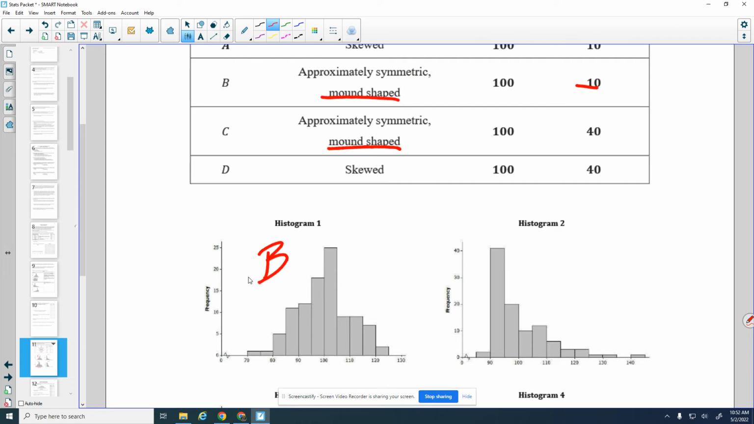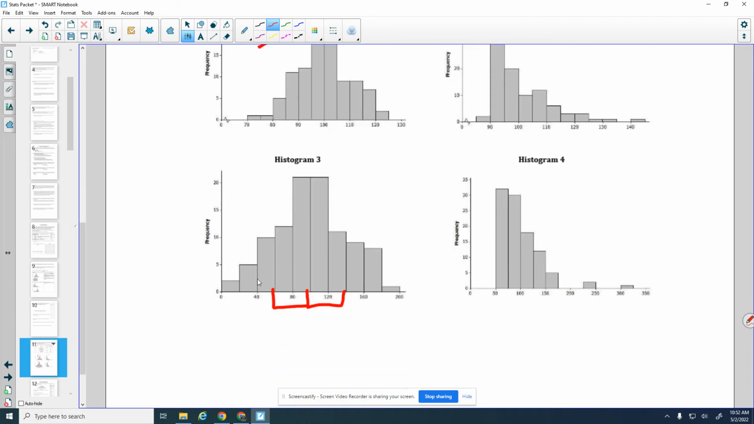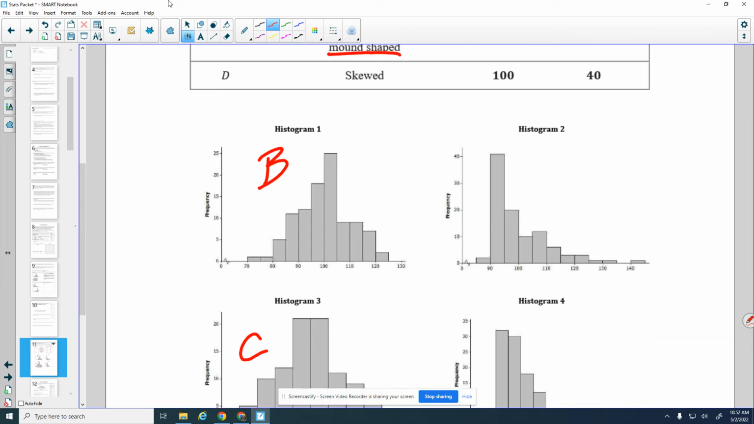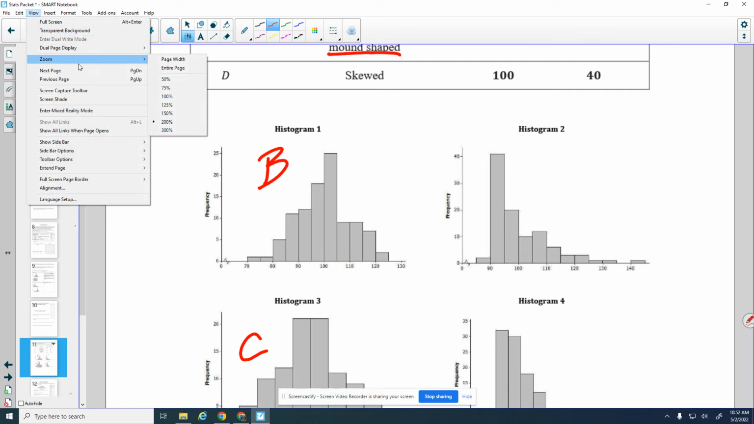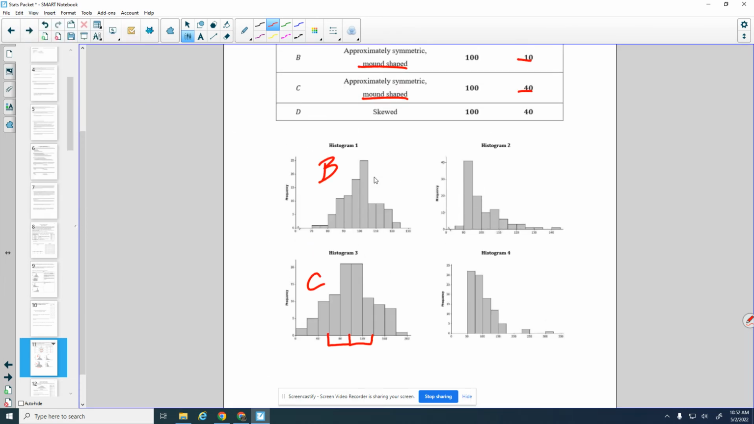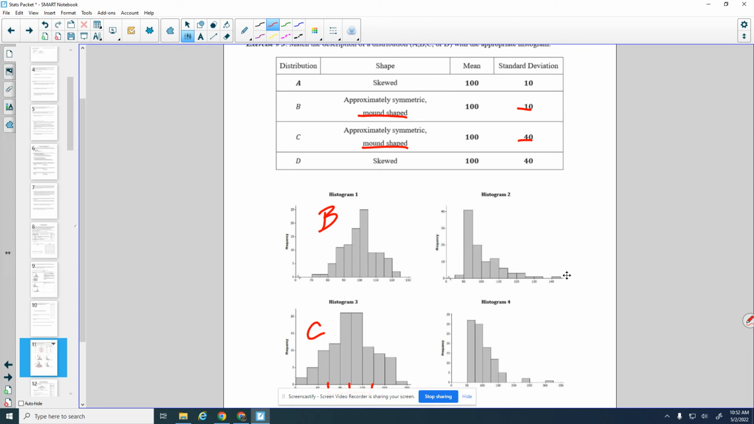The one on the bottom is mound shaped and a standard deviation of 40. So we'll scroll down and we'll label this C. So my graphs, my histograms 2 and 4. We'll go back to the other zoom. 2 and 4 are skewed, right? They're skewed in this direction, skewed to the right.